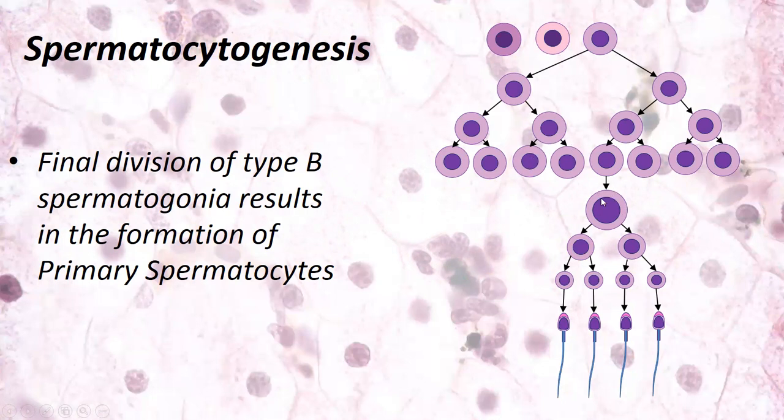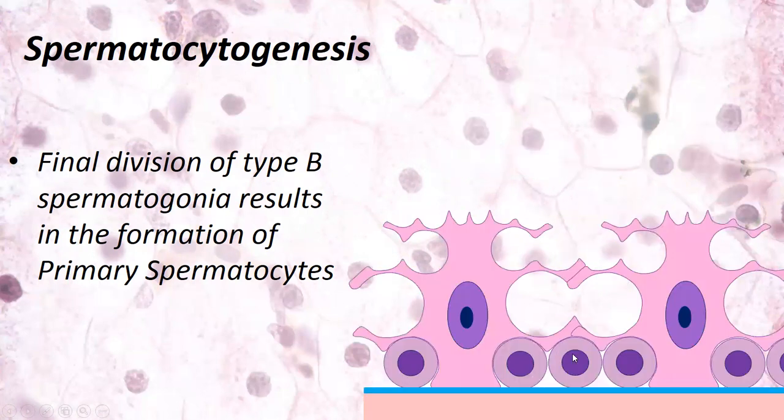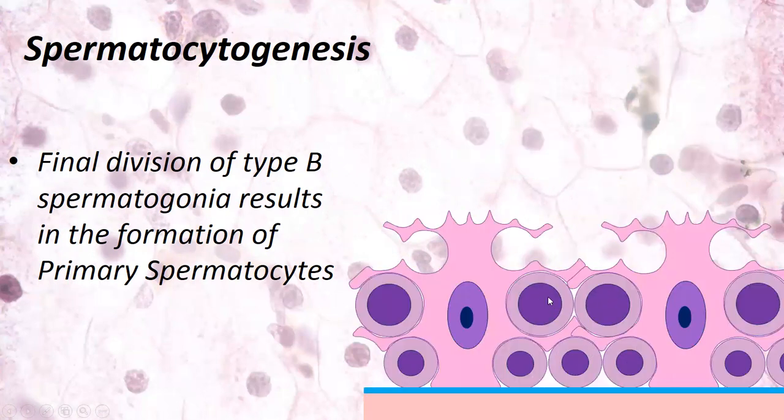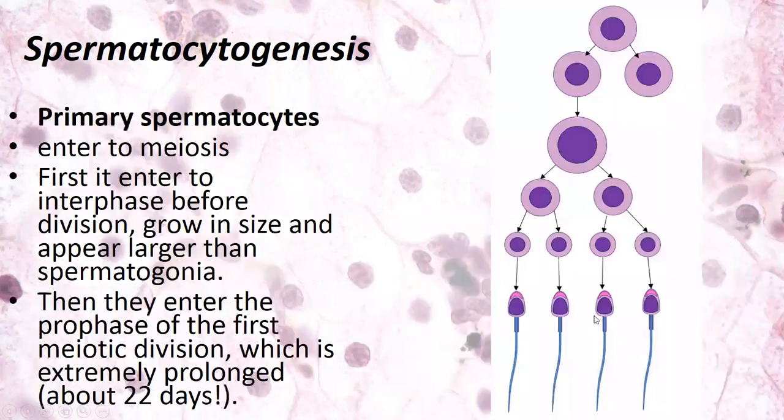And now let's look at what will happen with the primary spermatocyte. Here we can see spermatogonia, and they form primary spermatocytes, big cells, the biggest cells in the spermatogenic epithelium, which have undergone reduplication of DNA. These big cells enter meiosis, first entering interphase before division, growing in size and appearing larger than spermatogonia. Here you can see this size. They then enter the prophase of the first meiotic division, which is extremely prolonged, about 22 days. So here we can see how long this process is.